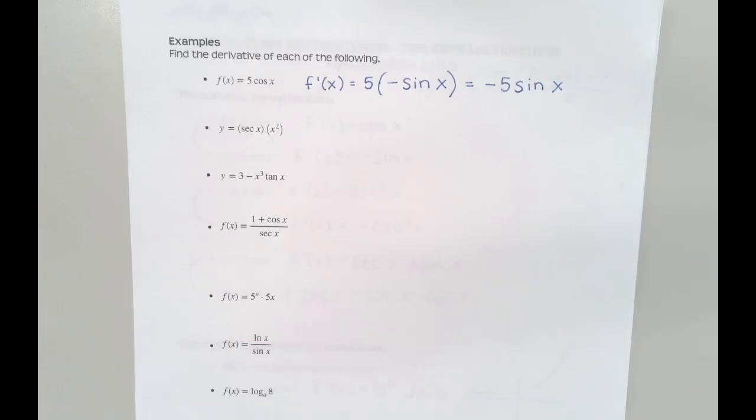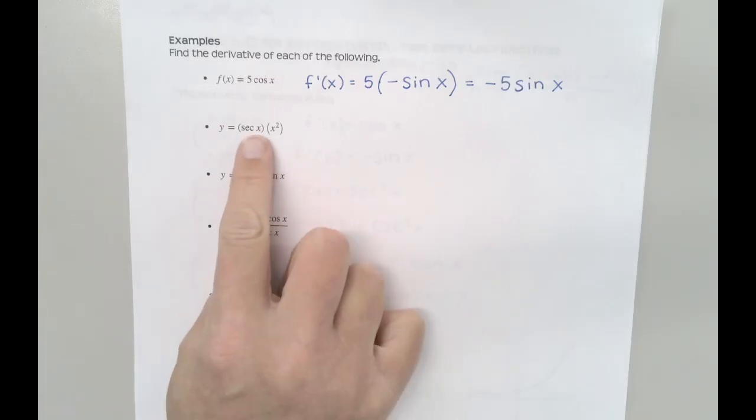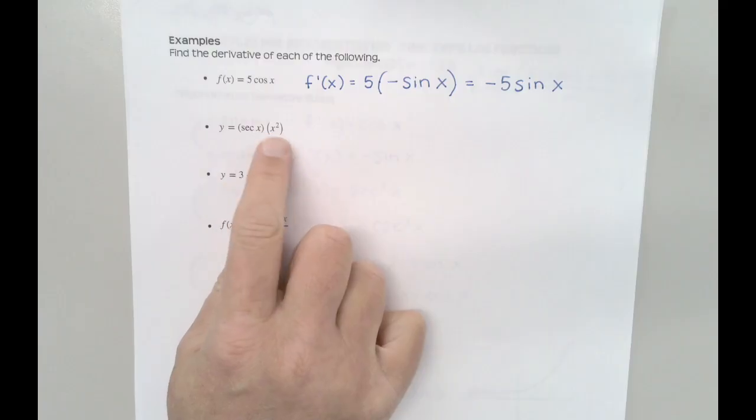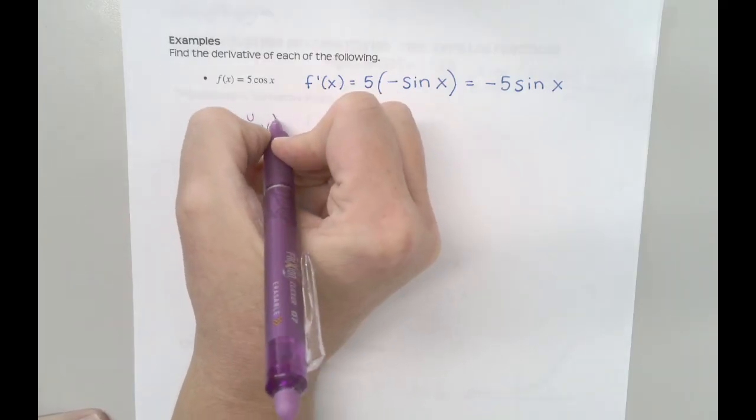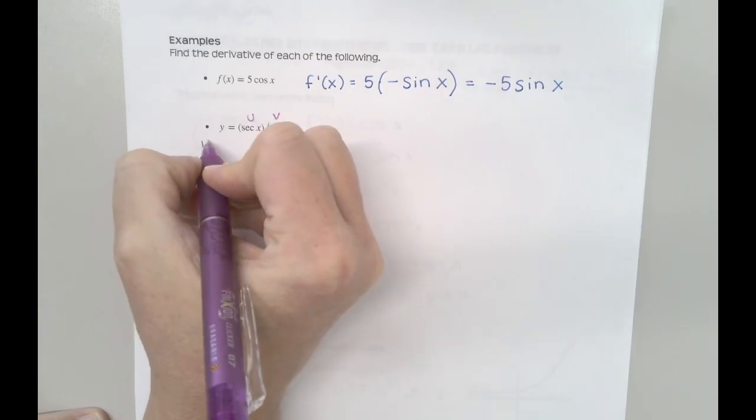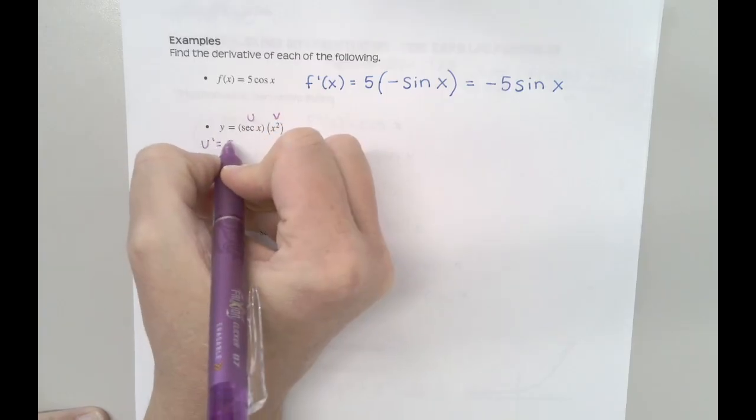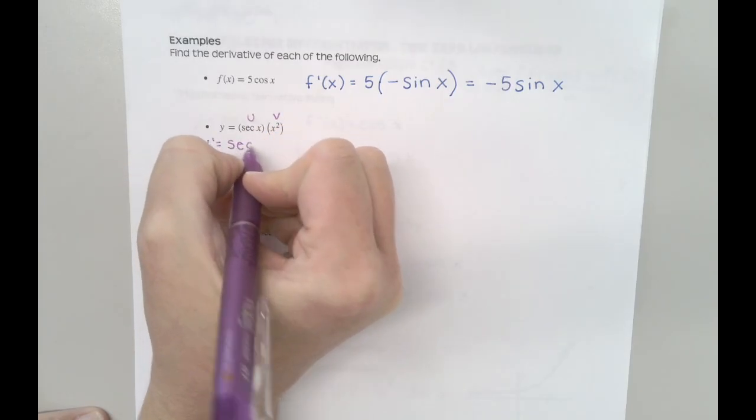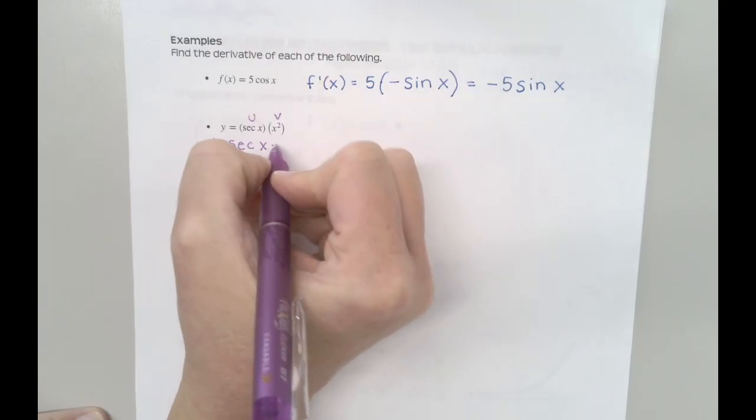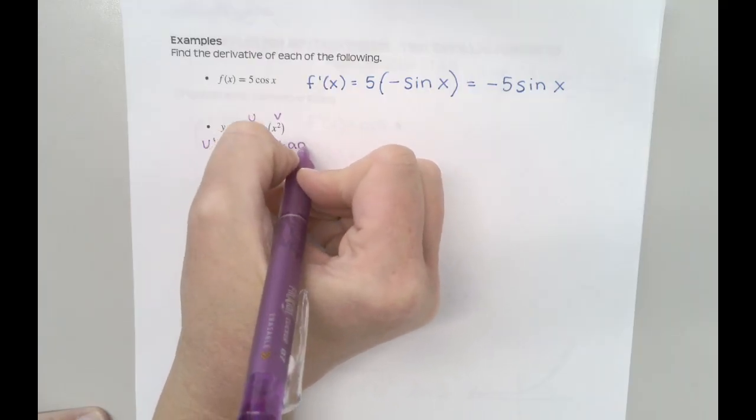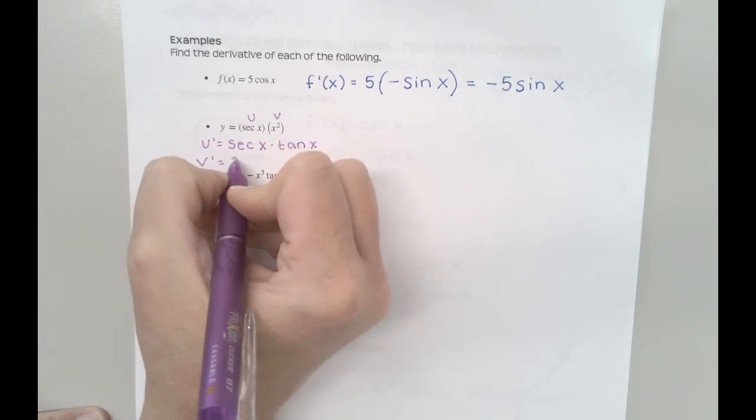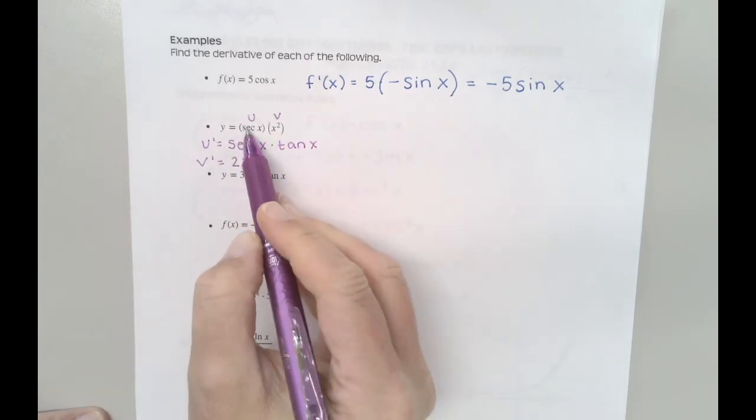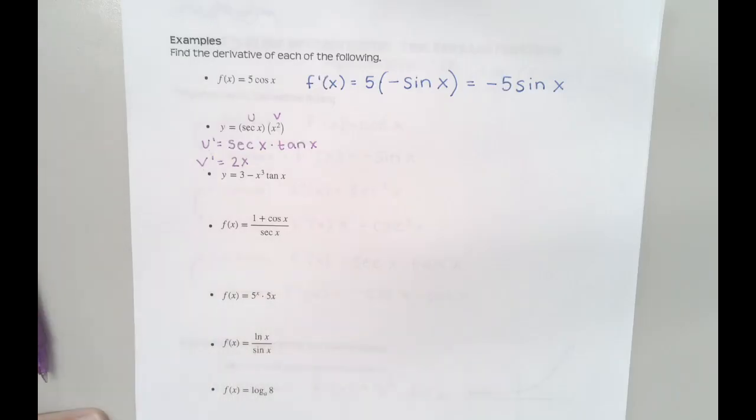Okay, second one, I'm going to need to use product rule because I've got something times something, so that's got to be a product rule. This is u, this is v, u prime, and again, you might need to look this up from the previous notes, but derivative of secant is secant times tangent, v prime, x squared, the derivative would be 2x. So I have u, v, u prime, v prime.